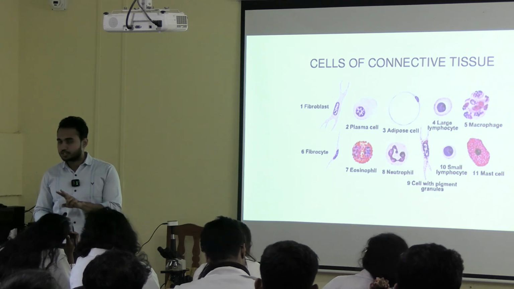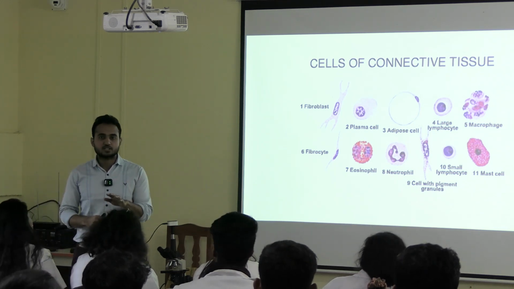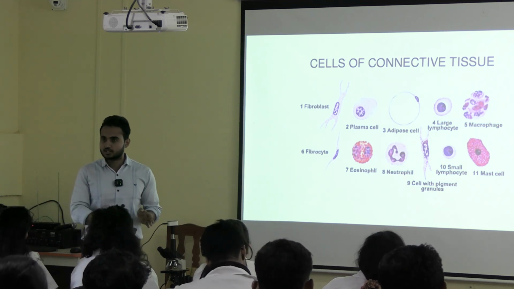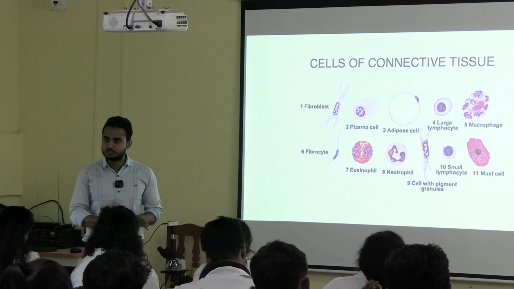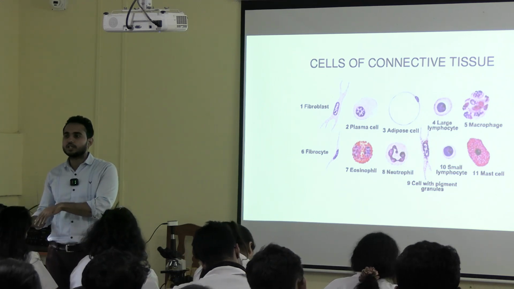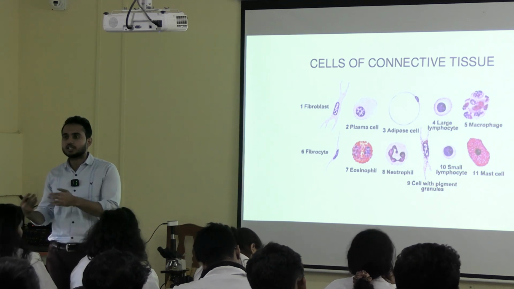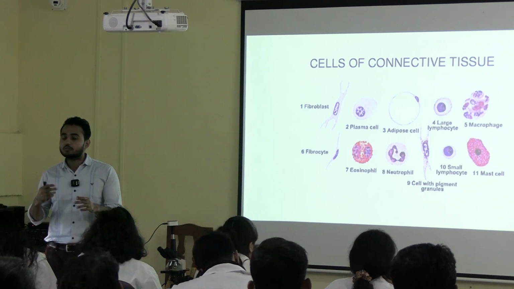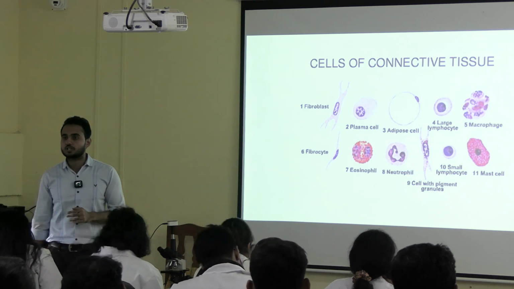Two types of cells are there: fixed cells and free cells, also called wandering cells. Fixed cells means they are fixed; they are present only in the connective tissue. Free cells means they are not fixed; they are coming from the immune system, or from the bloodstream, and then going into the connective tissue, mainly for providing immunological support.